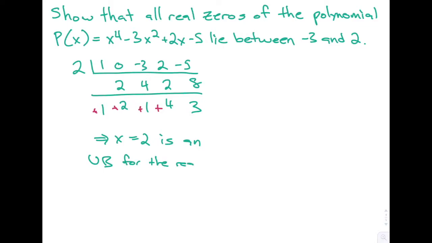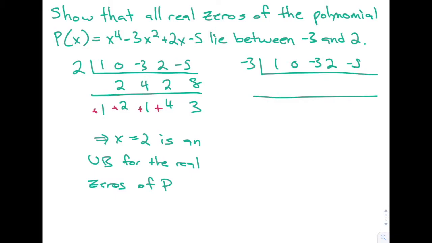for the real zeros of p. Now we'll try -3. So again, we've got 1, 0, -3, 2, -5. We drop 1 down, -3, -3, 9, that's 6, -18, -16, 48, and then 43.